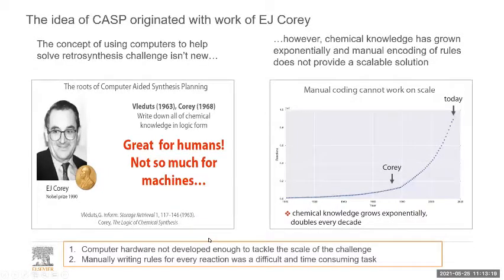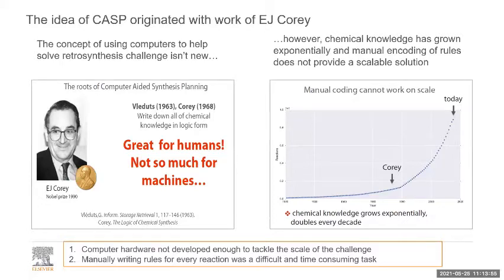Okay, so let's start then. In fact, the idea is not really that new. Corey and other researchers have been trying to use computing power to plan organic chemical synthesis since the late 1960s, but only with some limited success, we have to say. And we all know that. I mean, we are not using it right now, at least not many of us, because it did not really materialize. The tools at that time were sort of great for humans, but not so much for machines.